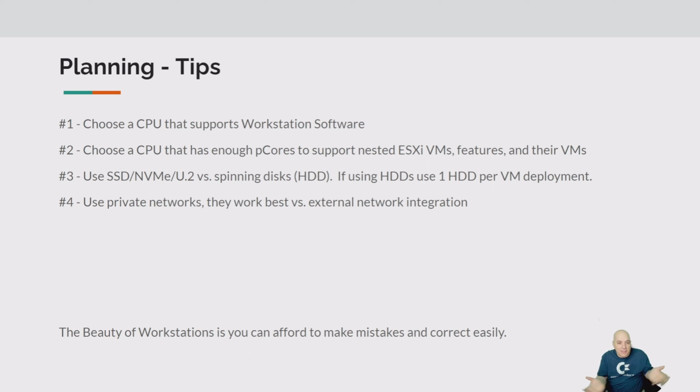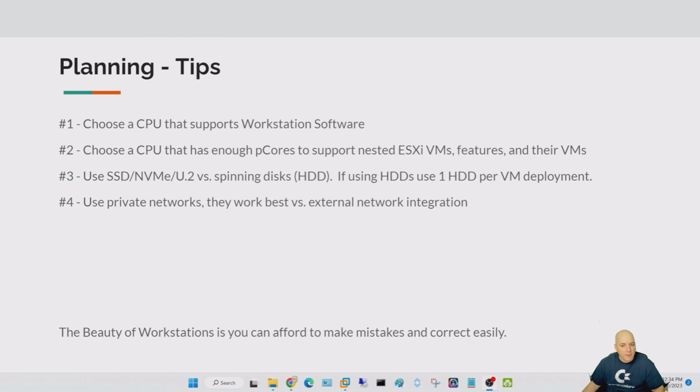Choose a CPU that has enough P cores to support the ESXi VM's features and their VMs appropriately. That's what we talked about earlier. That HCI Bench is a real good example. 8 cores minimum, right? I got to have 8 cores on my nested host. And then number 3 on this list is a pretty important one.